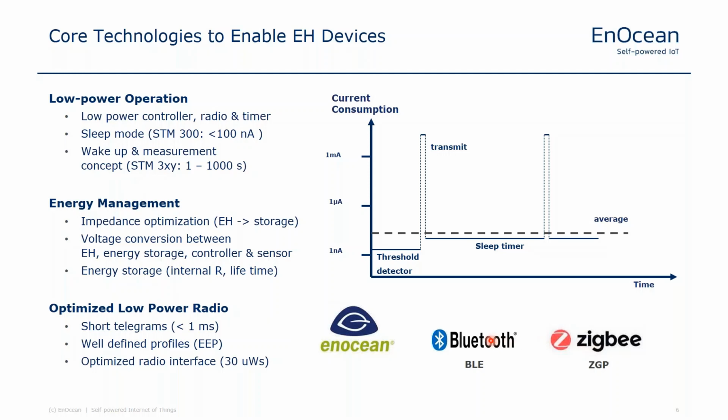And nowadays we are fully into the Bluetooth definition of new profiles, also participating in the Bluetooth Special Interest Group to drive this forward and get standardized profiles for this. Optimized radio interface means very low power requirements, like 1 radio telegram needs about 30 microwatt seconds.